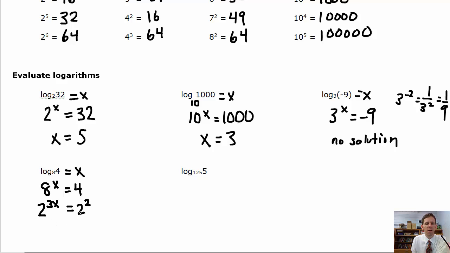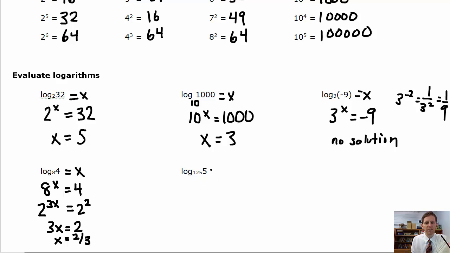Now I have 2 to the 3x power equals 2 squared. The bases are the same, so to make the exponents equal to each other, if the bases are the same, you can more or less cancel them out and solve this problem. 3x equals 2. I'm just saying this exponent here has to equal this one. Divide both sides by 3 and you get x equals 2/3. Same idea is true on this one. See if you could solve this one. Pause the video. We'll come back and see if you get the right answer in just a moment.